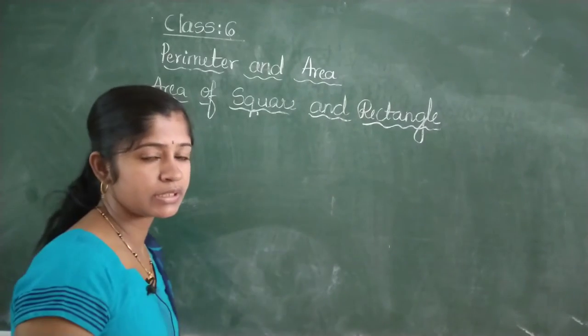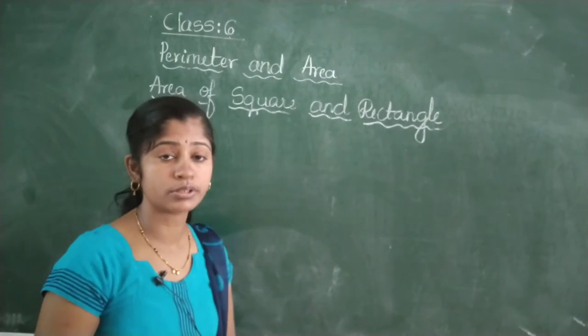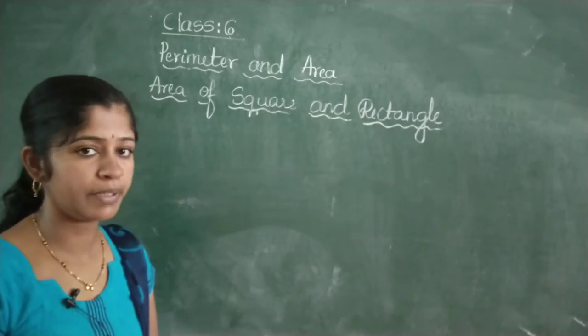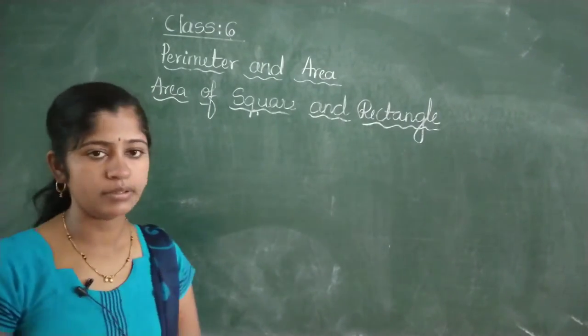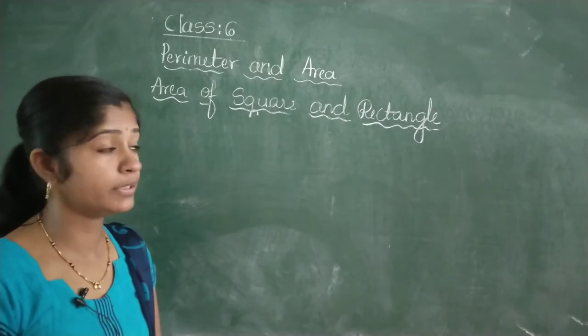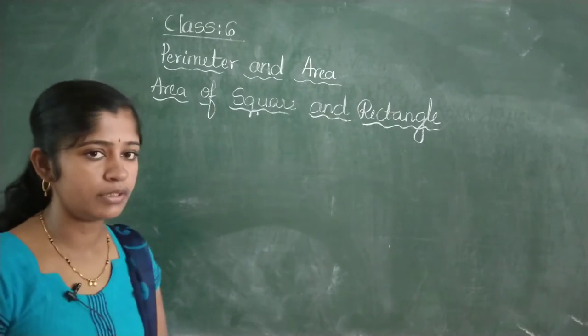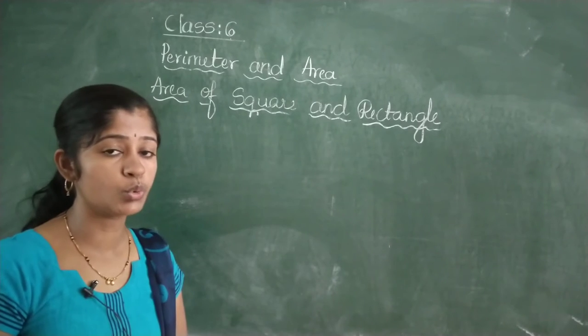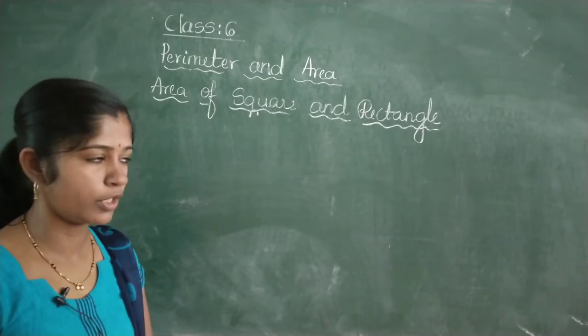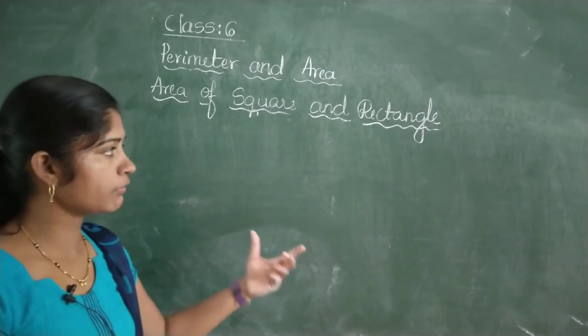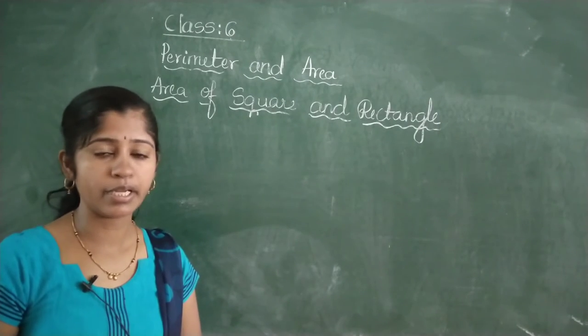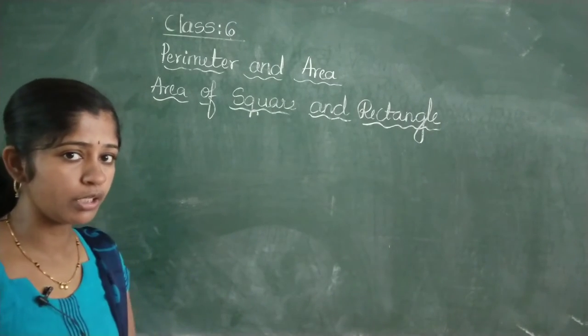Hello dear students, in previous videos we have discussed how to find the perimeter of square and rectangle. In today's class we are going to find the area of square and rectangle. Here also you are going to study two very important formulas, and I will solve one example, and after that I will discuss some story problems.